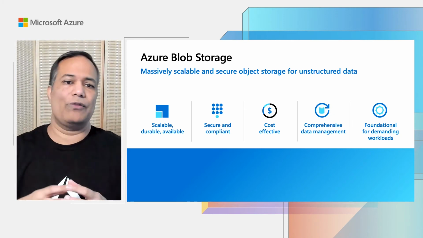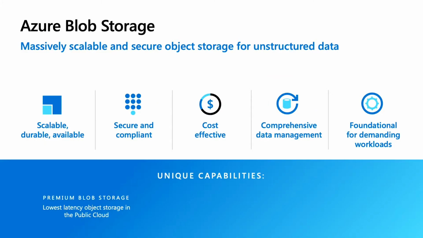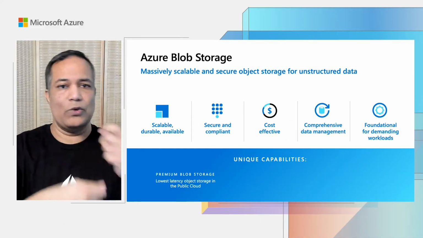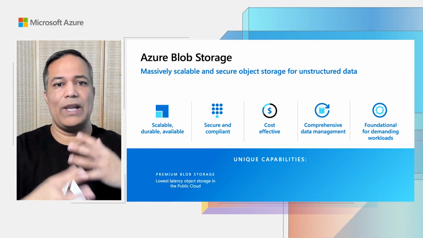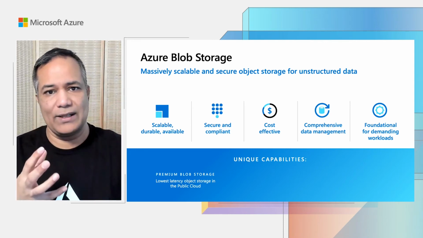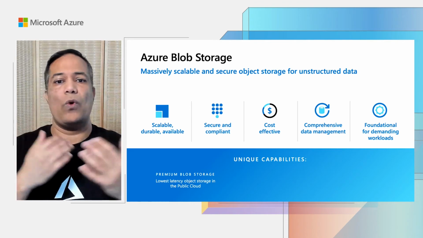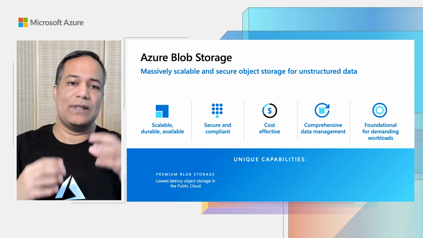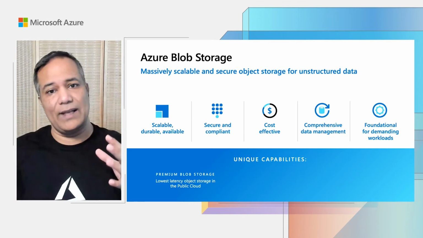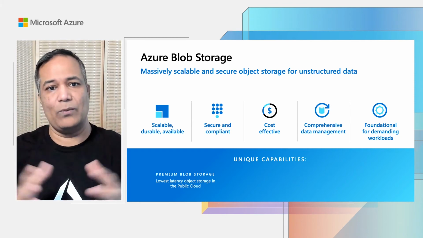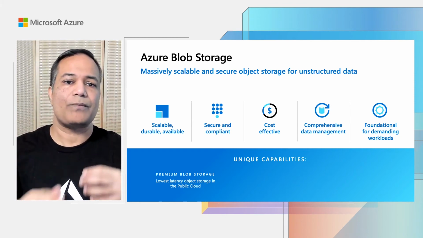So let's talk about a few of those things. The first one is the premium blob tier. This gives you the lowest latency object storage in the public cloud. It's very important because if you have interactive workloads where a user is using your application and looking at and saving data, let's say video editing in the cloud, or if you're serving data to your users, you just want low latency. Where users notice these delays and tail latencies, you can do much better with premium blob storage.